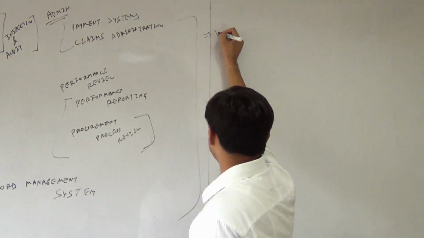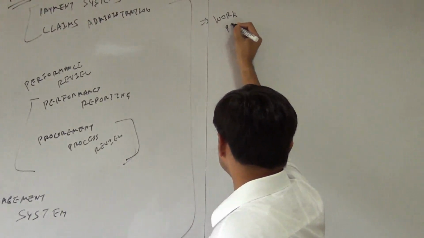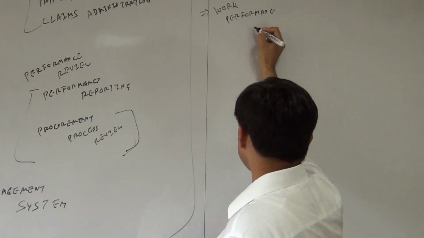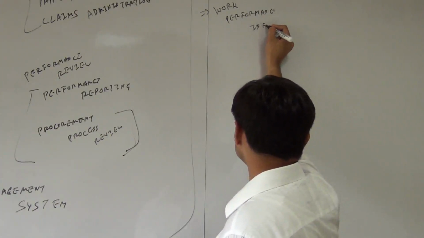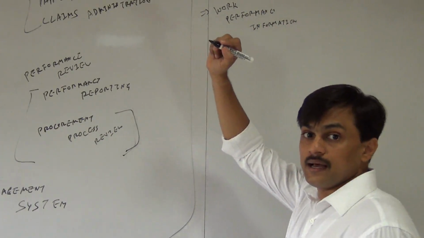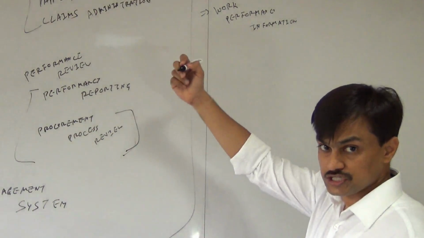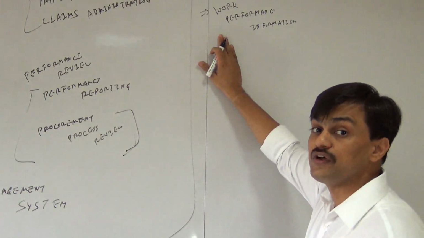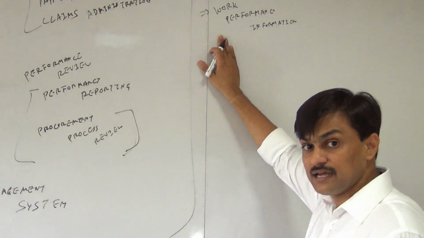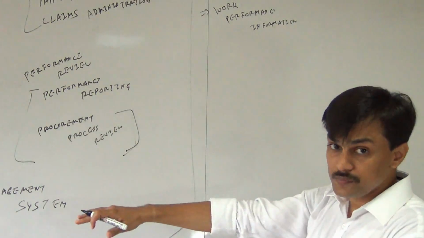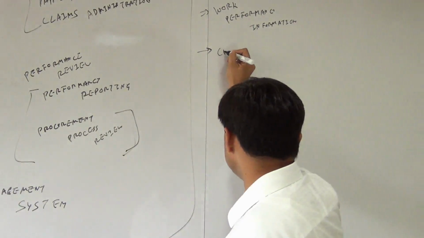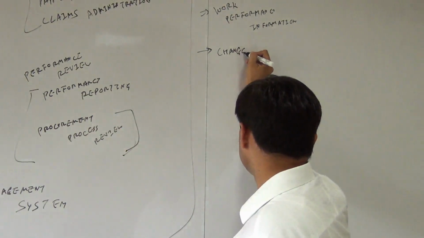One is work performance information. You can visualize this as a plan versus execution status. It can tell that where the procurement variances are. At a given point of time, what was expected and what has been done related to the procurement. The second output which comes from this process is change request.